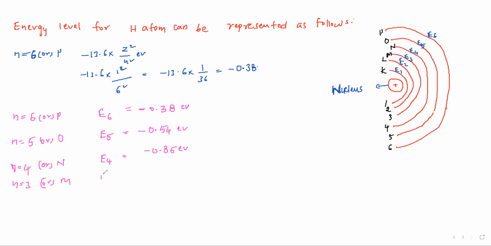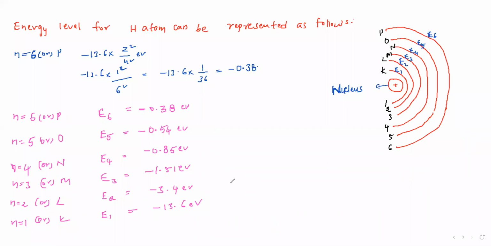You can calculate all these on your own. I am writing directly, you will get this answer. E3 is minus 1.51 electron volts, and n is equal to 2, that is the L shell, and the energy level is E2, and here minus 3.4 electron volts, and n is equal to 1, that is the K shell, the first energy level, and here we get minus 13.6 electron volts. Is it clear, everyone?